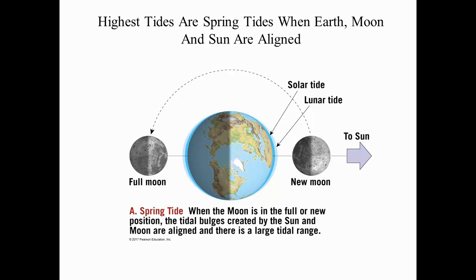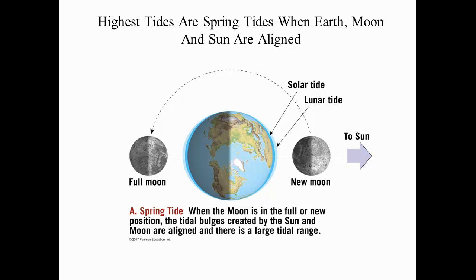Highest tides are the spring tides when the Earth, Moon, and the Sun are aligned. How long does it take the Moon to orbit around the Earth? Yeah, roughly 1 month. And so during that 1 month period, we'll get a new moon, full moon, and things of that nature. Highest tides are the spring tides when the Earth, Moon, and Sun are aligned, and this occurs twice a month. During the new moon, when the moon occurs between the Earth and the Sun, and the full moon, when the moon occurs behind the Earth.